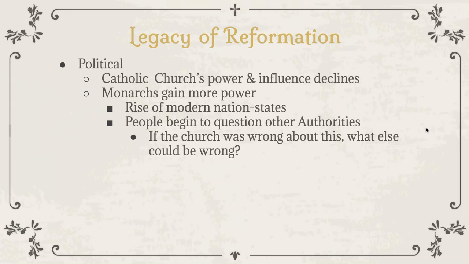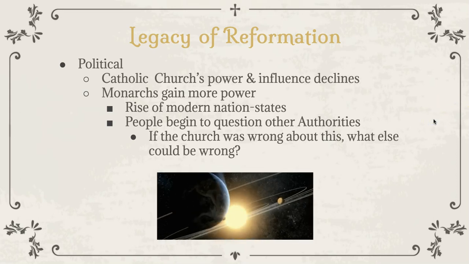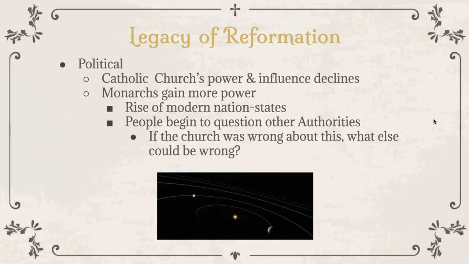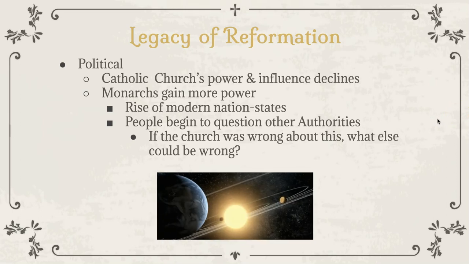This also means that monarchs gain more power. And we start to see this shift. Instead of the power of the papacy, we are now focused more on nation-state building, where you have countries that really start to form at this point. We'll talk more about this in the future. You also have people that start to question other authority groups moving forward. It comes down to, hey, if the church was wrong about this or the church abused this, what else could be wrong about the world? And we'll focus a little more on this specifically: how could we be wrong about our place in the universe?